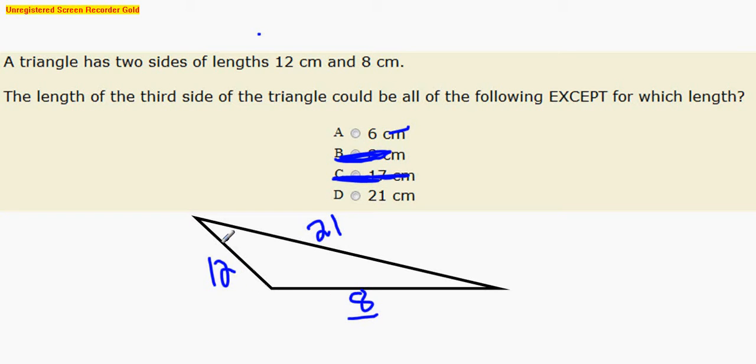And 8 plus 12 is 20. Is 20 bigger than 21? No. So that does not form a triangle. And so D is the one that doesn't work, and so D would be our right answer. Okay. Hopefully this is making a little bit more sense as we do more examples.